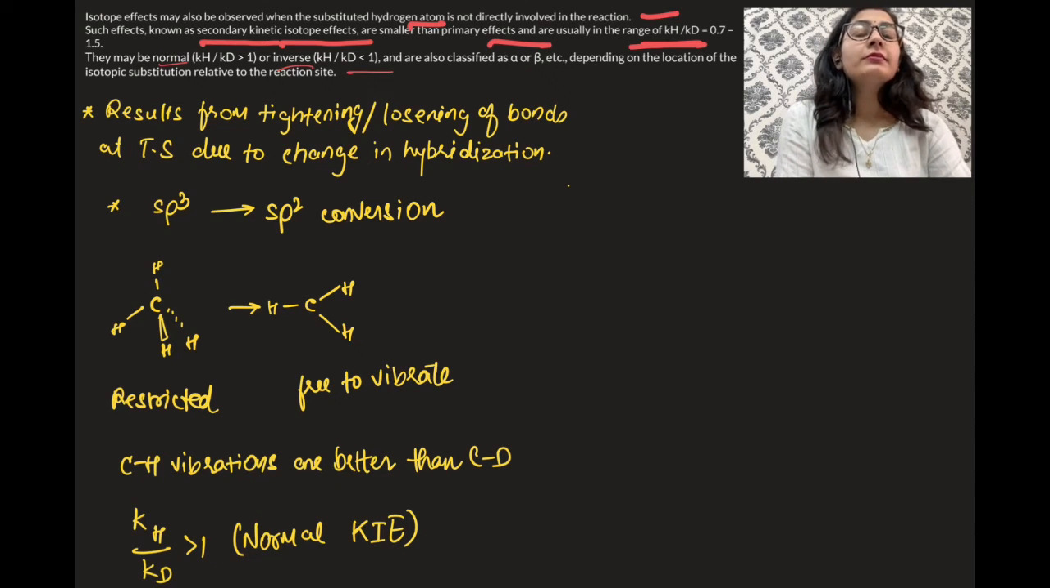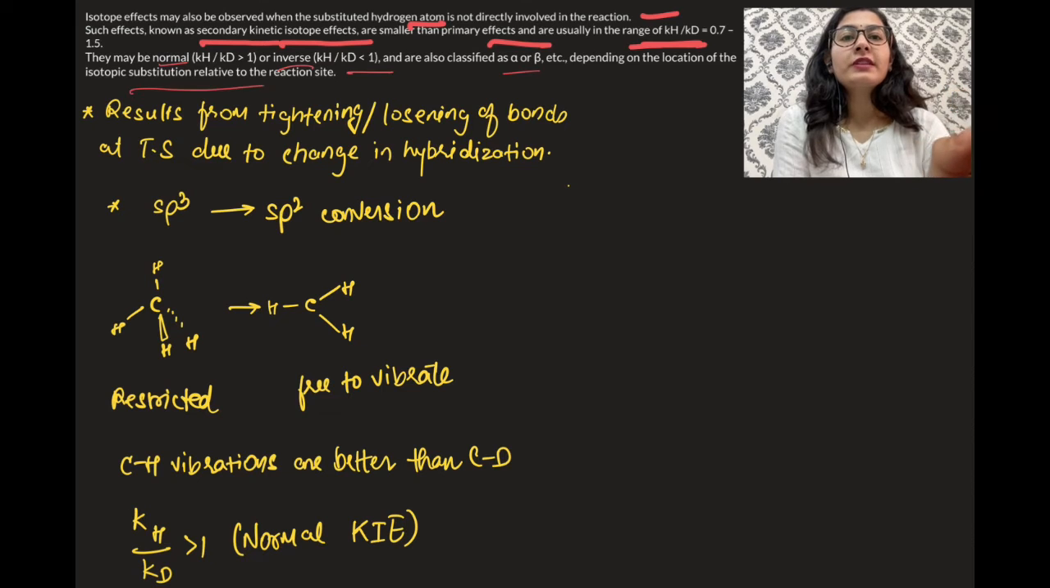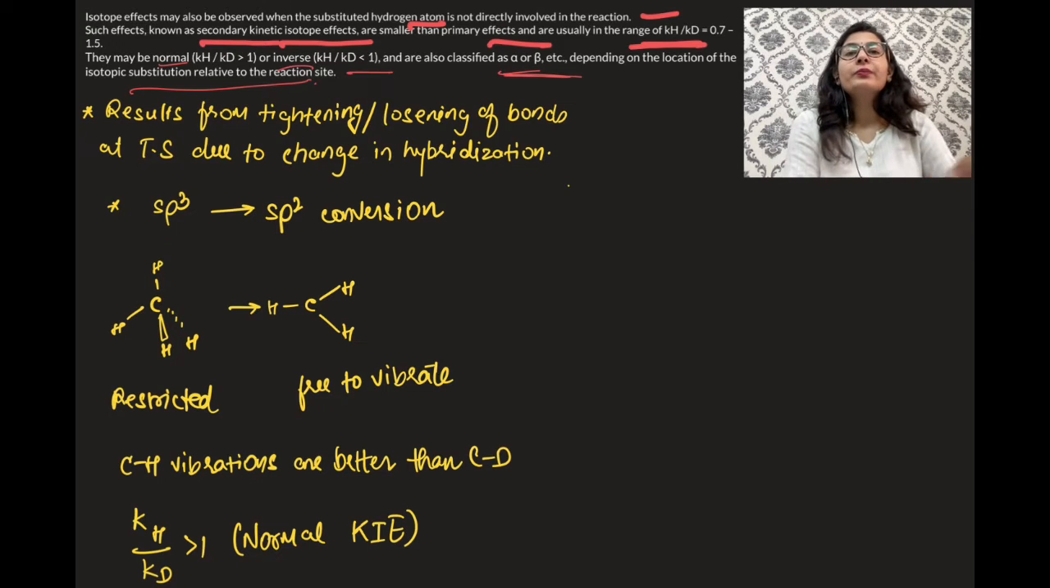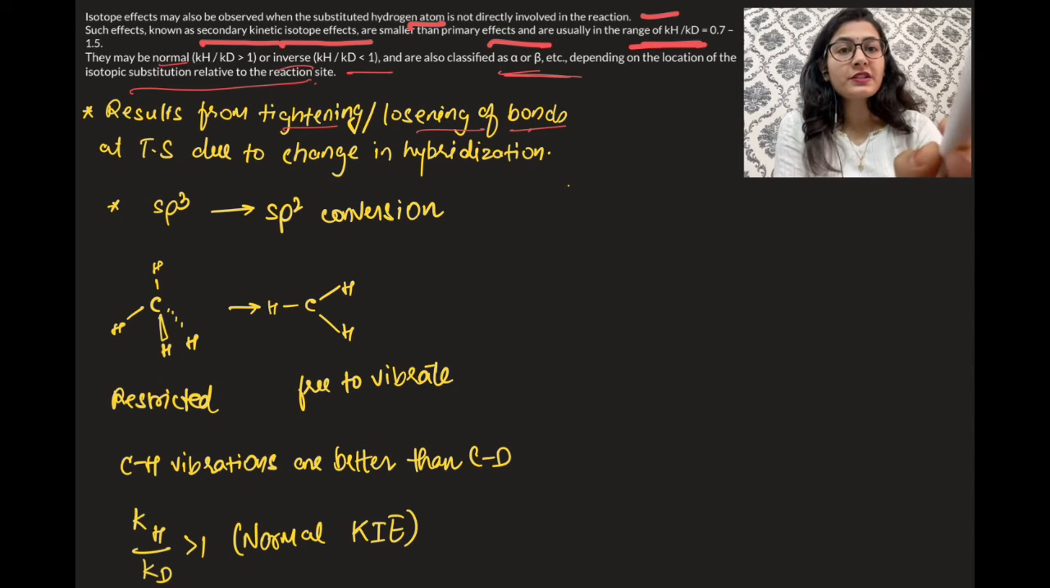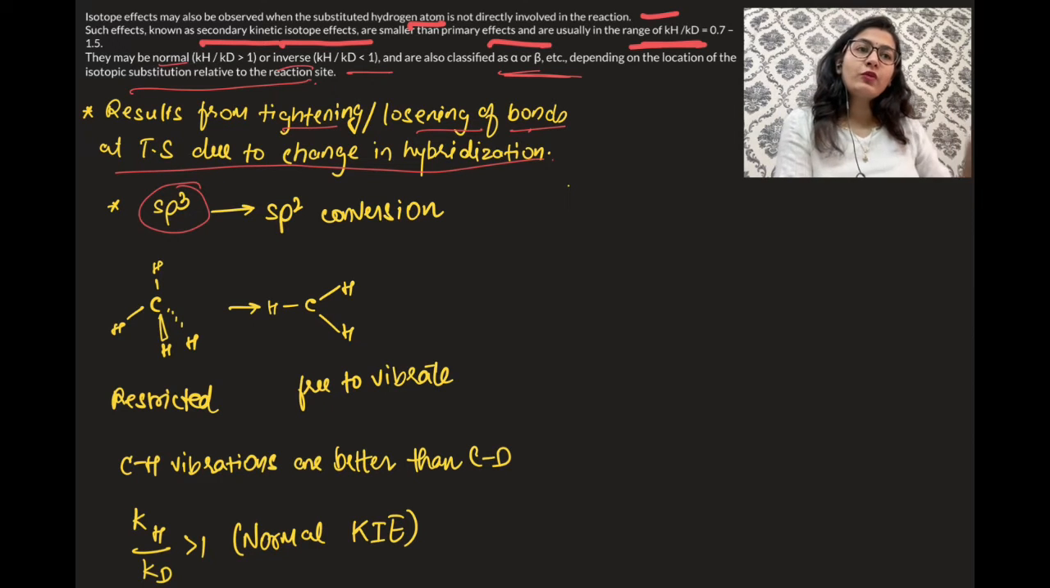Also, they are classified as alpha or beta, normal and inverse, depending on the location of isotopic substitution relative to the reaction site. I'll tell you by example what alpha and beta are; we will discuss that too. Now, first thing, this results from tightening or loosening of bonds at the transition state due to change in hybridization. This is such a beautiful example. Suppose the hybridization is changing from sp3 to sp2. Alright, so what is happening?